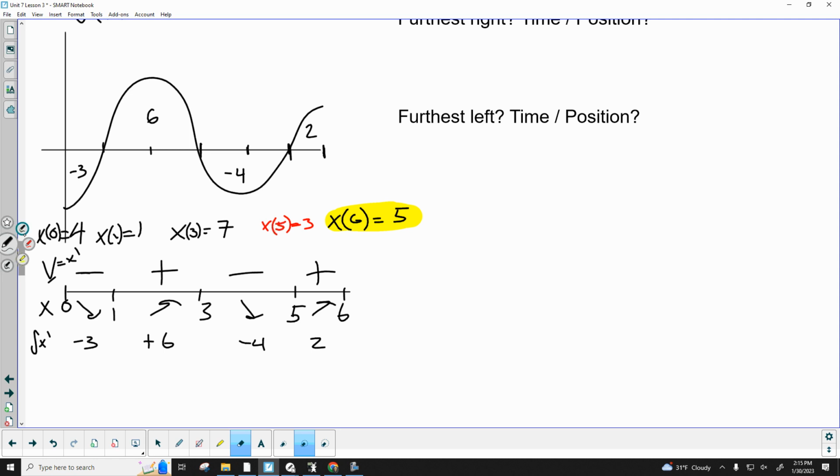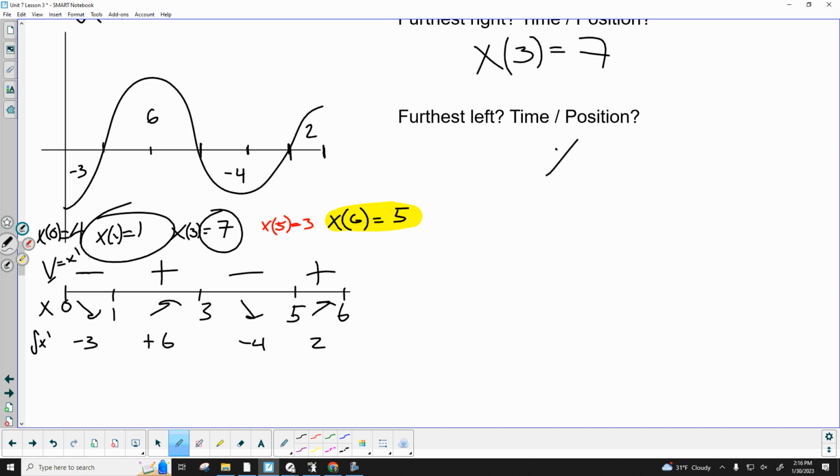For right now, guys, I just want you to get the right answer. You just compare the values. 7 is bigger than all of the other ones. So furthest right, x of 3 is 7. Furthest left, x of 1 is 1. Okay, cool.